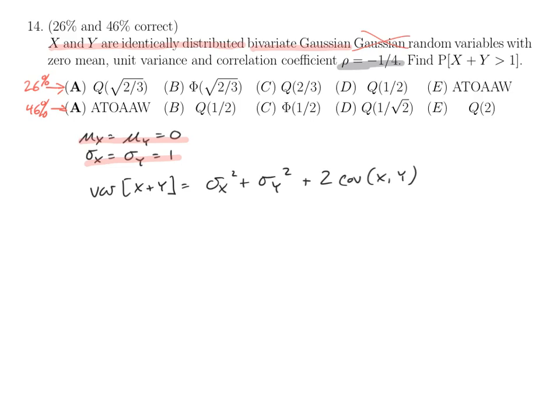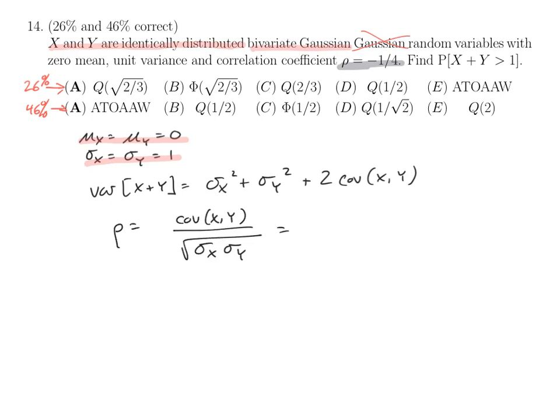And the way we have to use the correlation coefficient is that we have to first know how to use that to find the variance of x plus y. And everyone should remember this formula: it's the variance of x plus the variance of y plus 2 times the covariance. And then you have to remember that rho is equal to the covariance of x and y over the square root of sigma x sigma y.